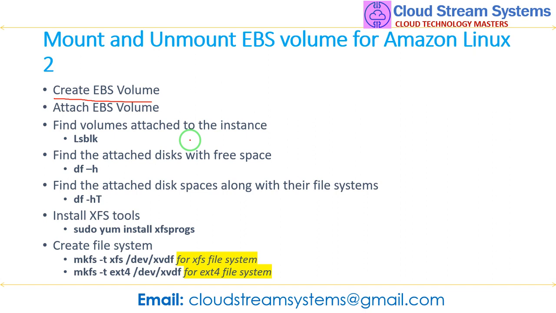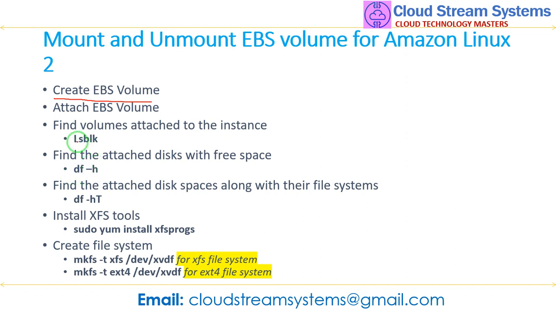So in order to create an EBS volume, what is the situation? Existing volumes got filled up and there is no space, right? So in order to find out what are the volumes attached to this EC2 instance and what is the free space availability, in order to find these metrics, you may use very simple commands like lsblk or df -h.